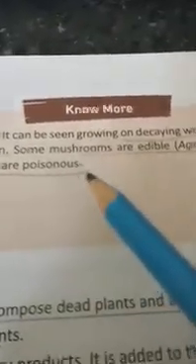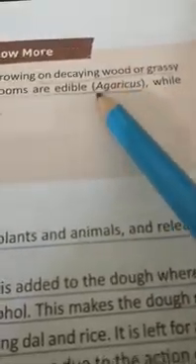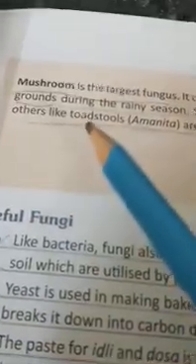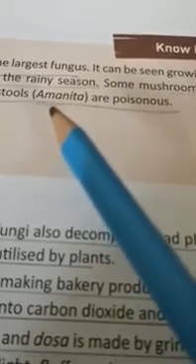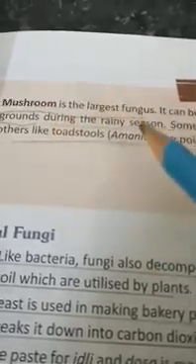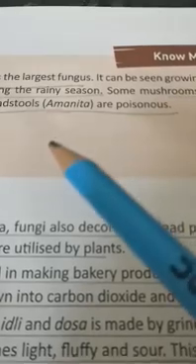You might have seen in our school also, there in the garden you can see these mushrooms growing during the rainy season. Some mushrooms are edible, so they belong to a group called Agaricus, while other mushrooms like toadstools are poisonous. They belong to the group Amanita. So you have to remember, mushroom is the largest fungus, and one edible mushroom and one poisonous mushroom.